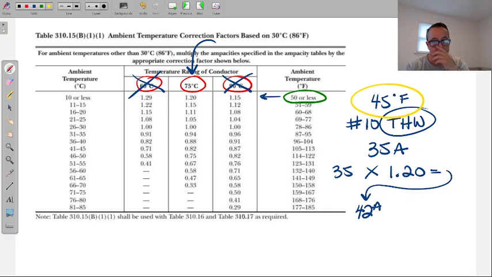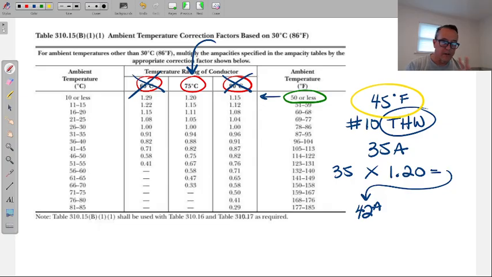So the variation in temperatures depends on what we multiply by. Let's just say it was 106 degrees outside. We would use 0.82 instead of the 1.2. Exactly. If it was 105 degrees outside, or 108, then yes, we would change the correction factor based off of that temperature.